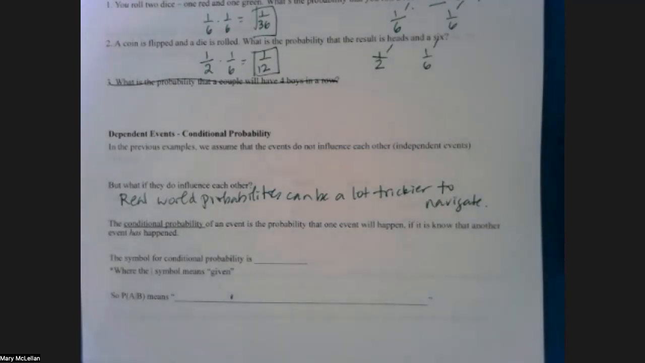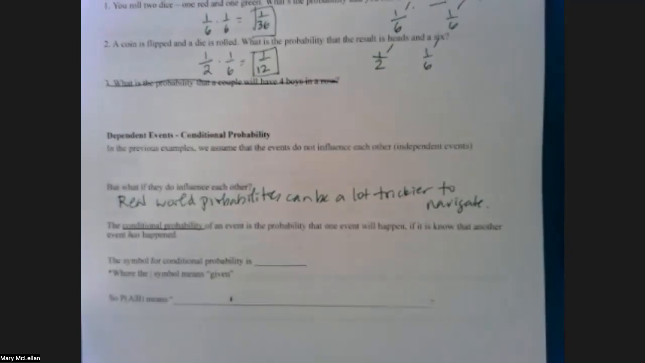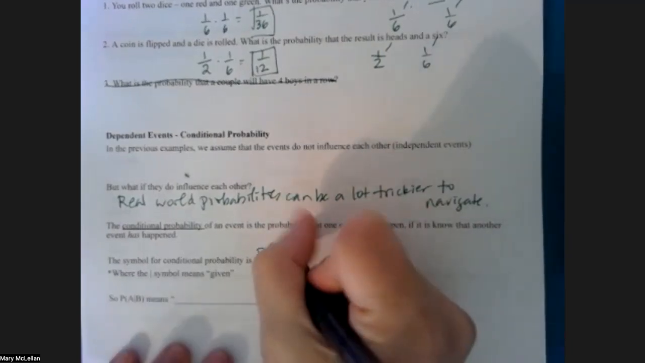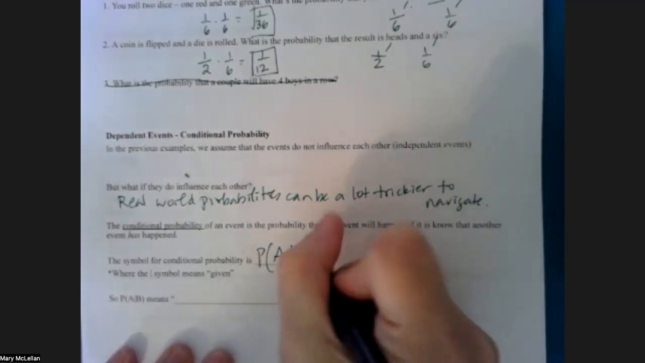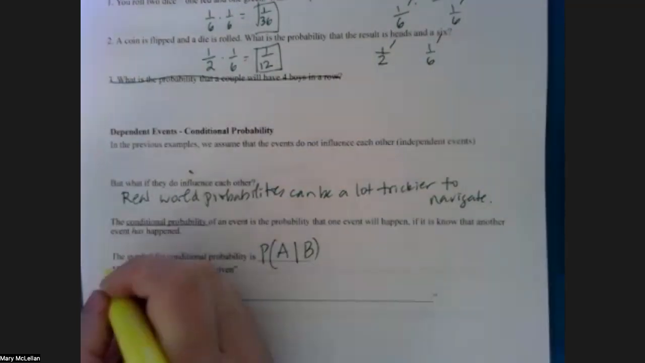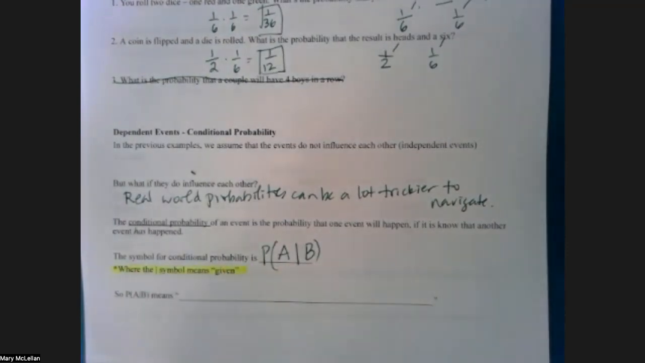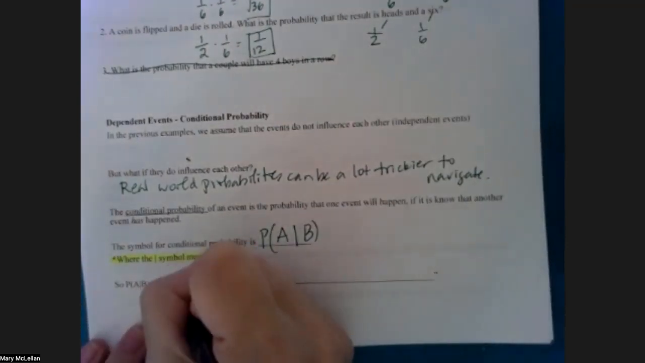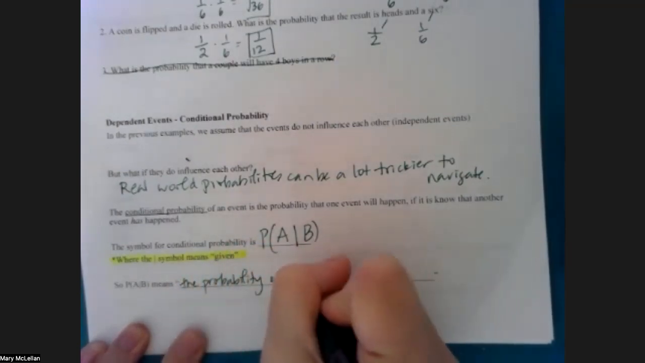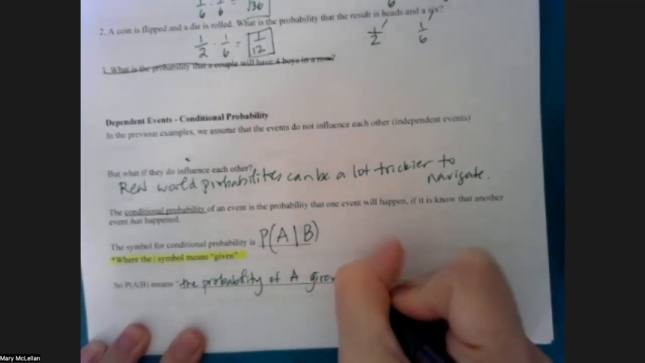The conditional probability of an event is the probability that one event will happen if it is known that another event has happened. The symbol for that is P of parenthesis A, vertical line B, and here the vertical line means given. So I would read that as the probability of A given B.